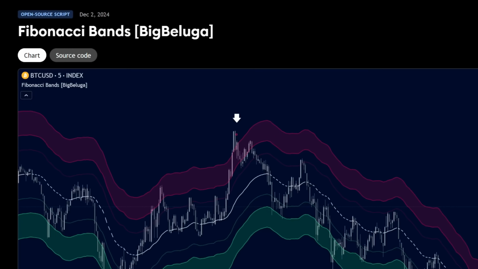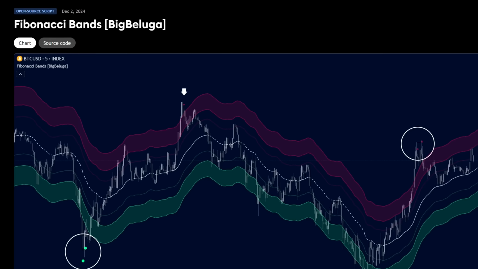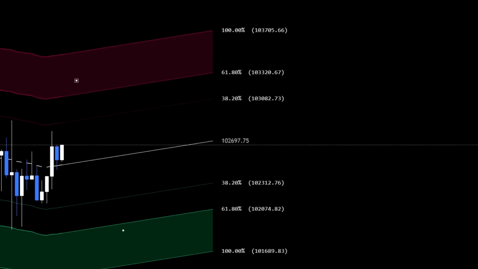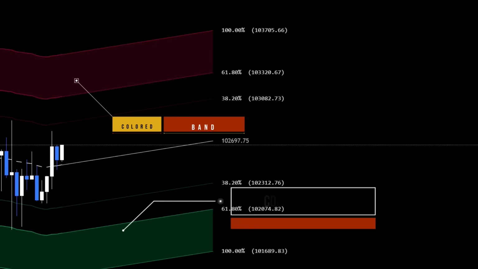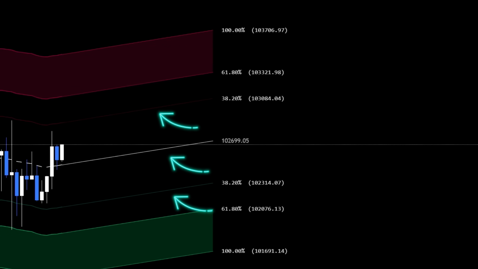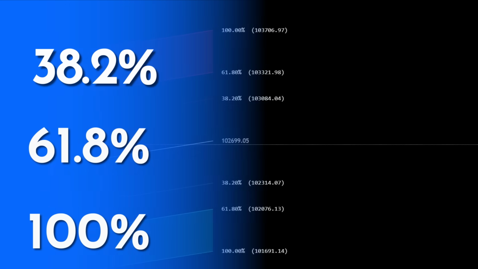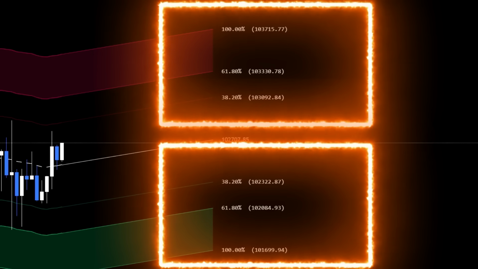Okay, so once you've got the Fibonacci bands indicator on your chart, you'll see a few things pop up. It's got those color bands, right? And inside, you'll see some lines. Now, these lines are actually super important Fibonacci levels. We're talking 38.2%, 61.8%, and 100%. These show up on both sides of the price.